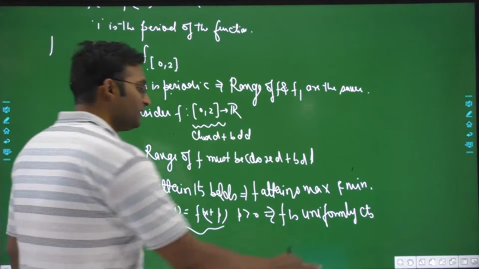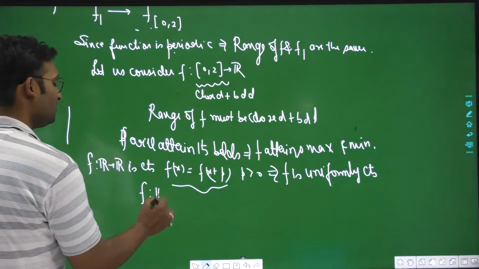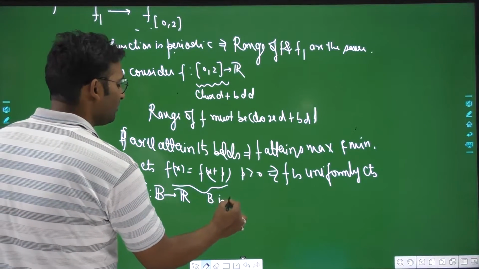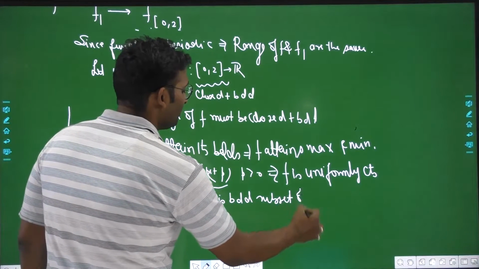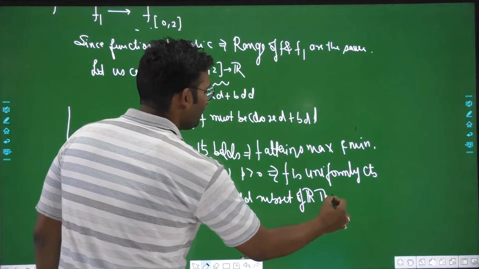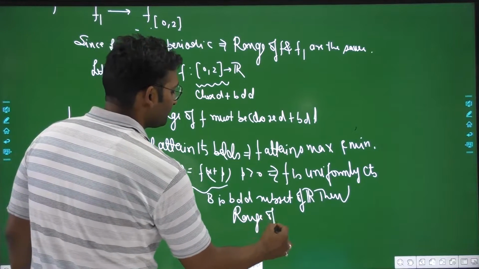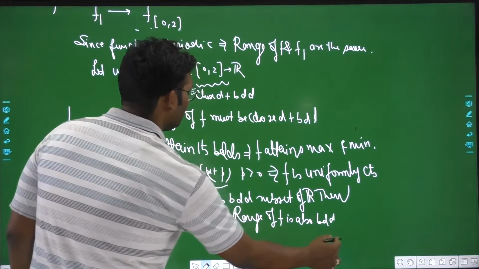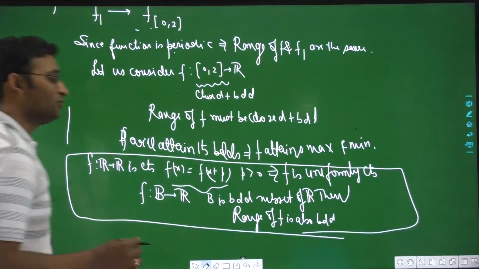f is uniformly continuous, और अगर f uniformly continuous है and f is defined from B to R, where B is a bounded subset of R, then the range of f is also bounded. ये चीज समझनी है. तो ये चीज दो थ्योरम्स है जो यूनिफॉर्म कंटिन्यूटी से जिनका लेना देना है. अगर आपने नहीं पढ़ा है तो कोई बात नहीं, यू कैन स्किप.